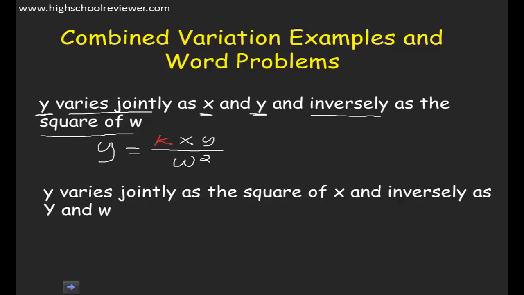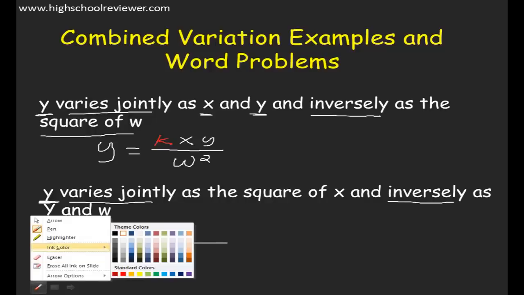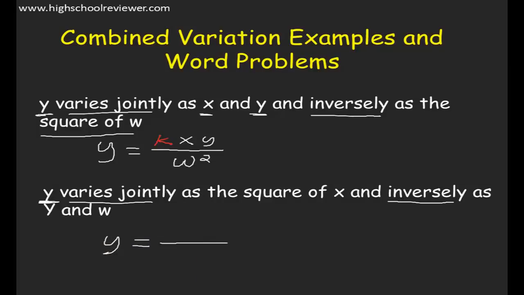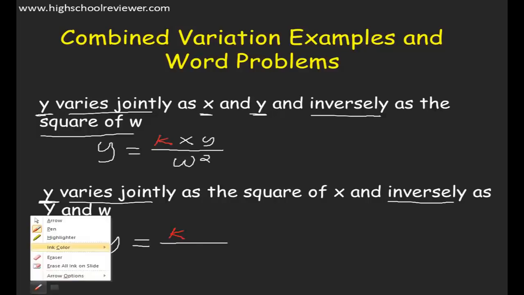And the last example, y varies jointly as the square of x and inversely as y and w. So again, we have the variable y that varies jointly and inversely, so it will be written on the left side. Equals to, so we will have a fraction here. Again, our first variable for the numerator will be the constant of variation, which is k.